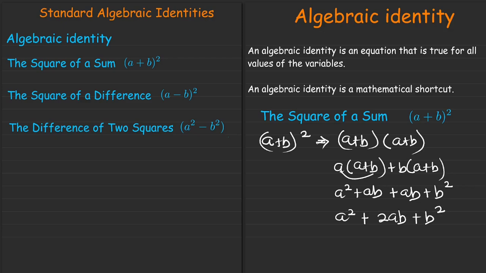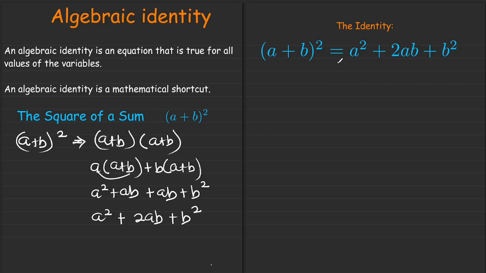This gives us the identity. The identity is actually the final line we have over here. How do we explain the identity? It's very simple. It says if you have a binomial whose sum is being squared, what you should do is take the first term of the binomial and square it. That is a squared, and that is what you have over here.